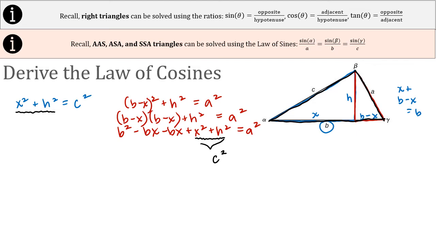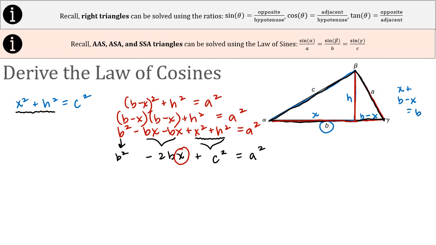And I'm going to simplify even a little bit more. I'm going to drop the b squared down. I'm going to go ahead and combine these two like terms. So minus 2bx plus c squared equals a squared. All right, so I almost have a formula that only deals with a, b, and c. The only thing that this formula still has is this variable of x in it, and that variable x was part of just one of the right triangles. So I need to express that x in some other way.